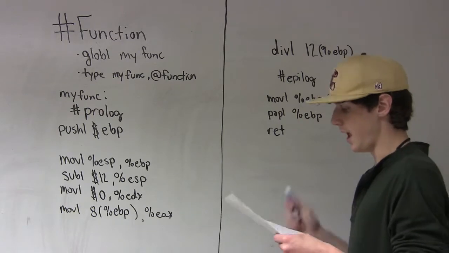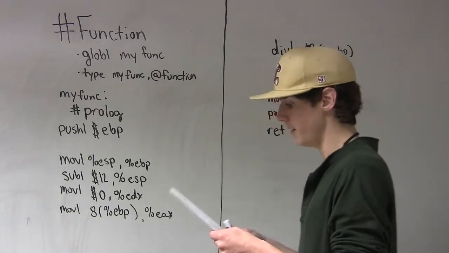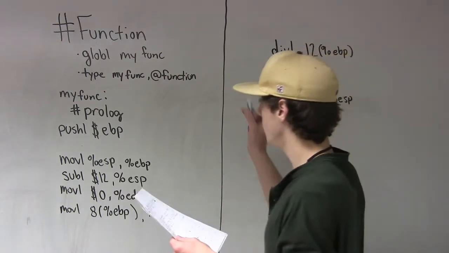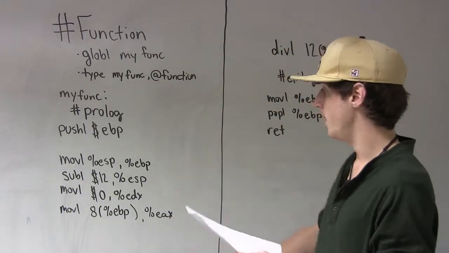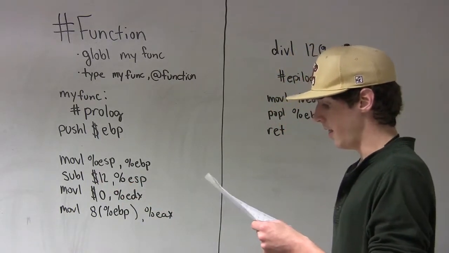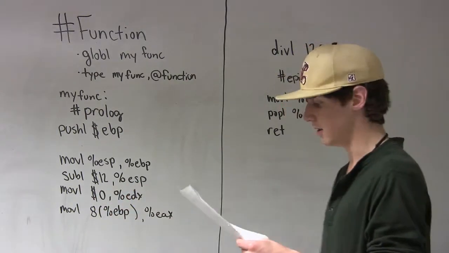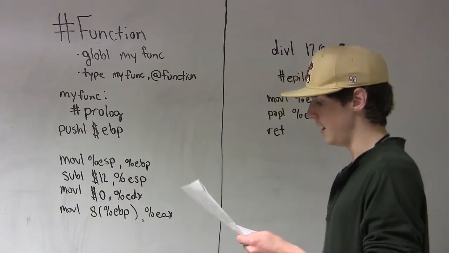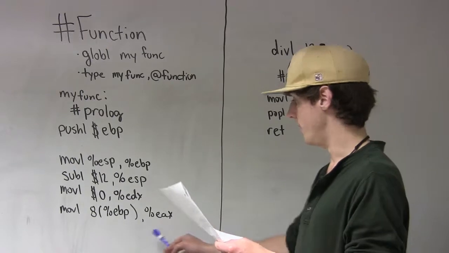Division is going to require the A and D registers. We can use the A, C, or D registers without having to push them. Now we need to get space for the local variables, so we're going to move ESP into EBP, and then we're going to subtract 12 from ESP. And then we have to clear the D register for division, so we're going to put 0 in the D register to make sure there is a 0 in it. And then we're going to set the dividend in the A register by moving 8 bytes from the base pointer into the A register.